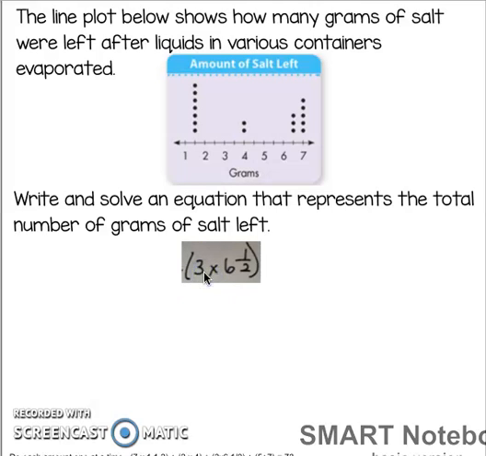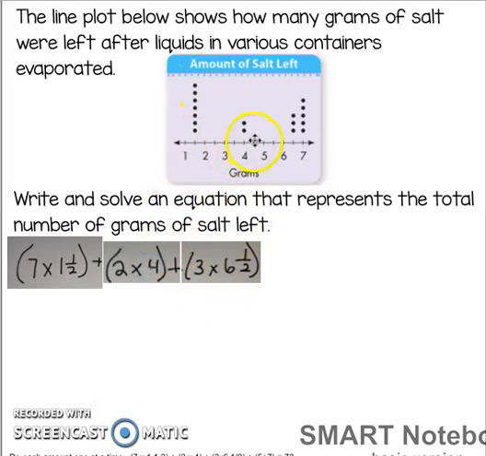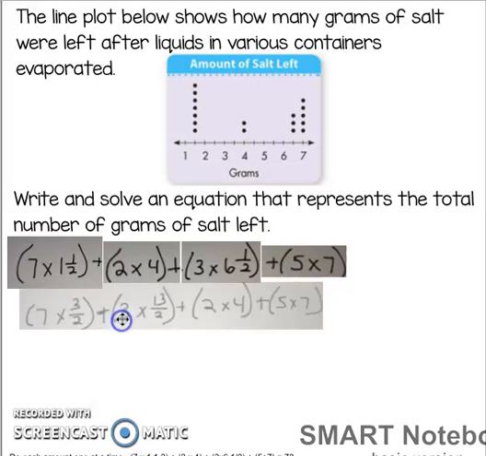Okay, so here we have 7.5, which is here. We have 7 times 1.5, because 1/2 showed up 7 times, plus 2 times 4, because the 4 showed up 2 times, plus 3 and 6.5, and then you have 7 showed up 5 times. All I did here to make my life easier was switch these two middle ones so that my whole numbers were on one side and my fraction parts were on the other side, so I could solve them easier.